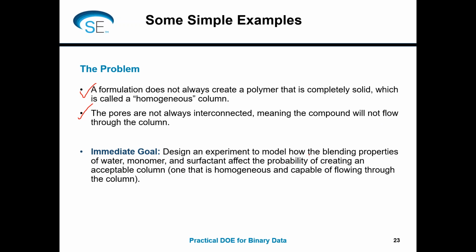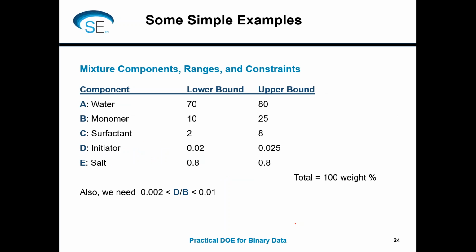So the immediate goal is to design an experiment to model how the blending properties of water, monomer, surfactant, initiator, and so on affect the probability of creating an acceptable column, one that's both homogeneous and capable of flowing. A column is either homogeneous or not. It either flows or it doesn't. So these are 0, 1 responses. And this is the actual setup for the experiment.